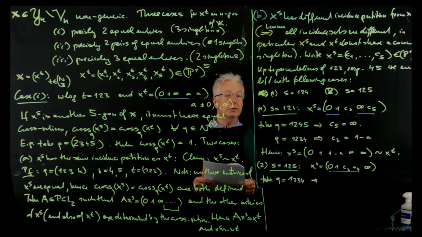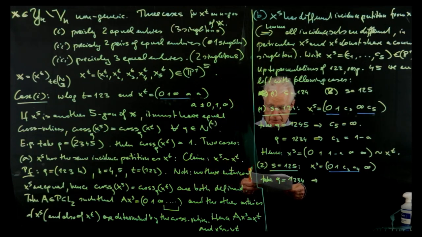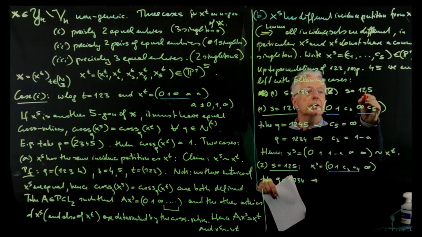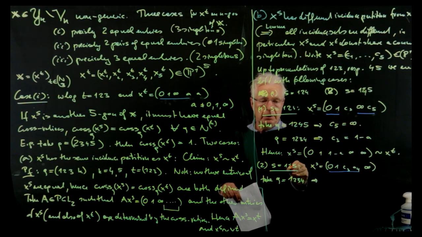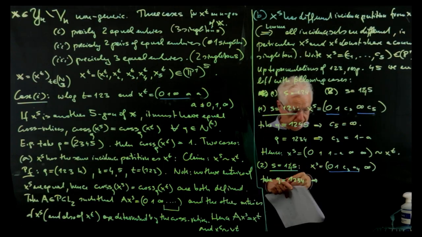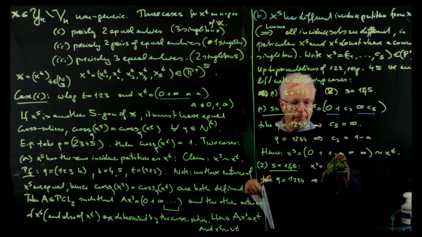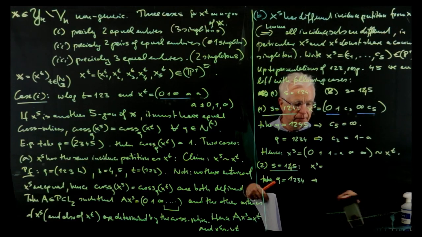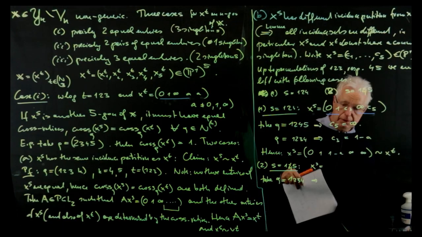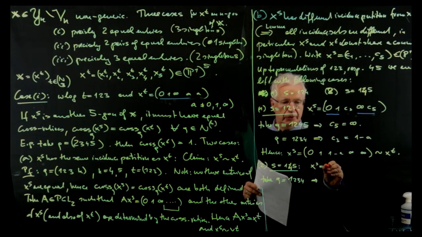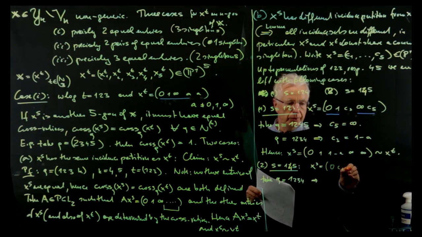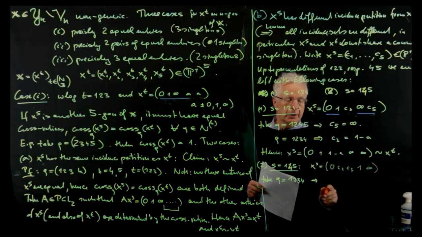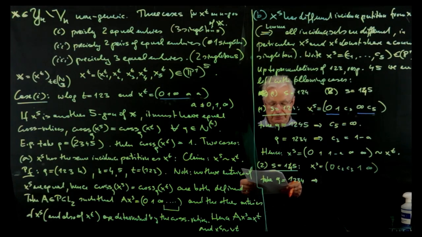I'm sorry, there was a misprint. Excuse me. I was confused. This is a 4 here, so I have to erase this one. It could not work like this. So XS is 0, C2, C3, 1, and infinity. And we want to determine C2 and C3.